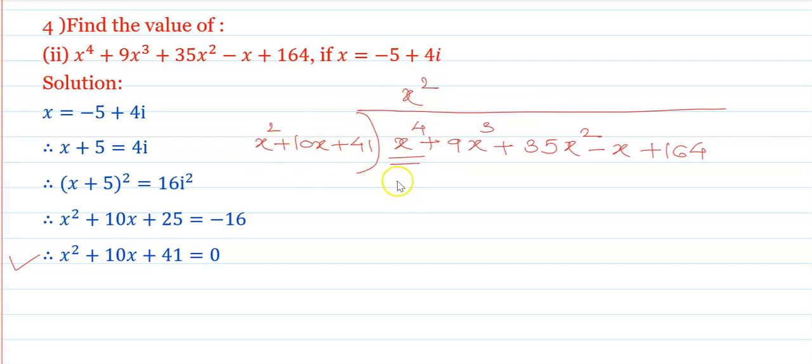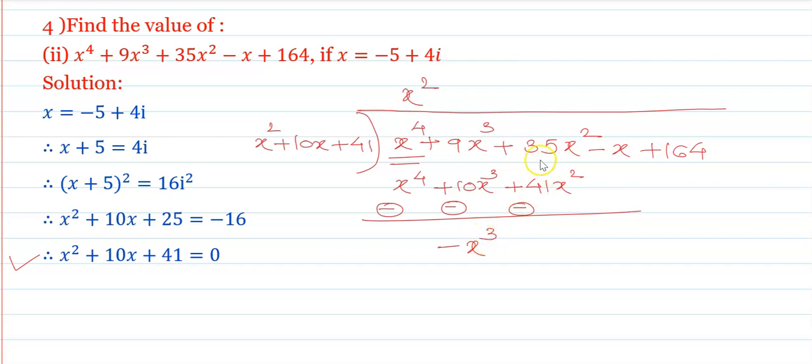x square into x square, you will get x raised to 4. x square into 10x, then you will get 10x cube. x square into 41, therefore you will get here 41x square. Now change the sign. Minus, the minus and minus. Plus x raised to 4 minus x raised to 4 get cancelled. 9x cube minus 10x cube, you will get minus x cube. 35x square minus 41x square, you will get minus 6x square minus x plus 164.